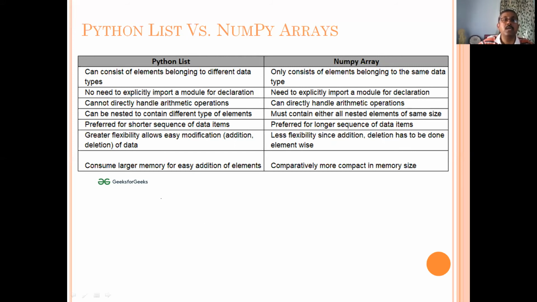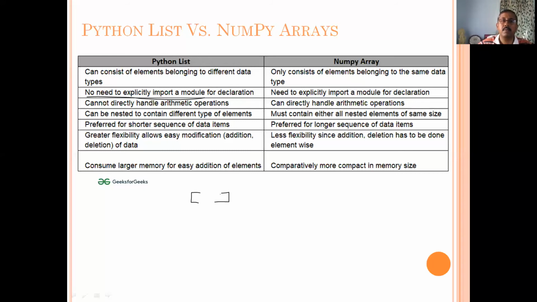Second point, you need to explicitly import an array. I mean, you have to explicitly import the NumPy library to create an object of array data structure. Whereas for list, you don't have to do anything. You don't have to explicitly import a particular module or library, right? You can simply use the list by using the braces. You can initiate a particular object to a list data type, right?